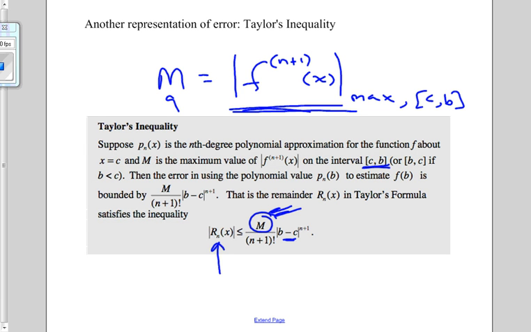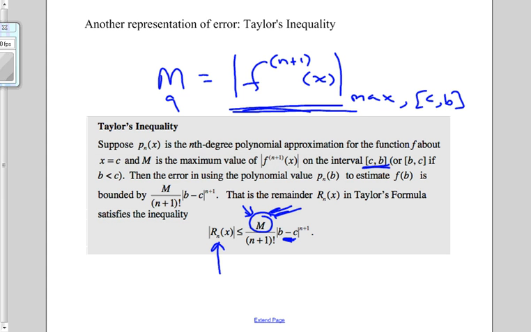Using b minus c and using the M, what that does is it makes our error as big as possible. And we want to have as big an error as possible, to acknowledge this is the most error that we might have on that interval. It's the most that there is, so any other error on that interval will be less than that. So we're acknowledging what will be our most error.